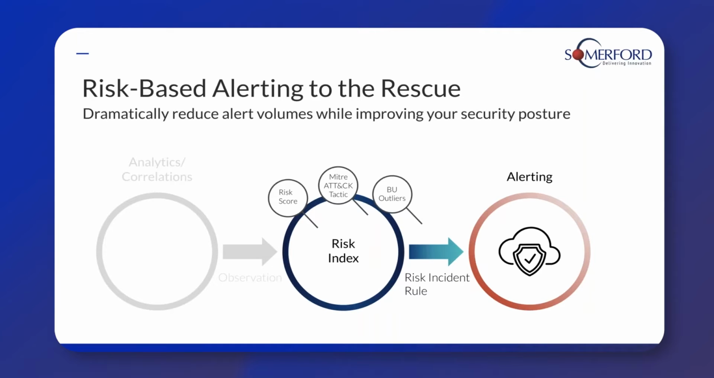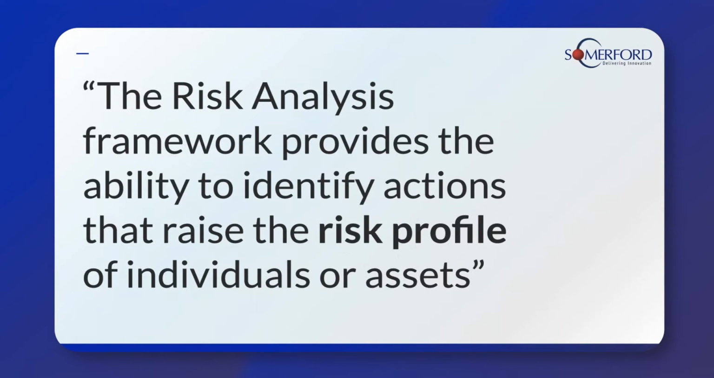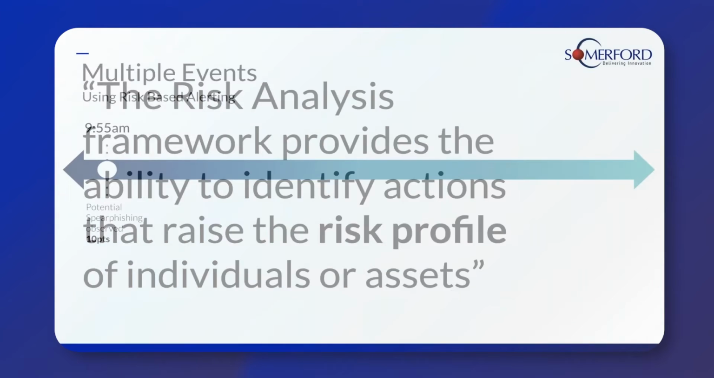And we start assigning risk to users, to systems, to applications, whatever it is, some sort of entity. Once the risk thresholds are hit, or a number of different types of risk events occur, then we alert on it. So the risk analysis framework provides the ability to identify actions that raise the risk profile of individuals or assets, and that's the key thing. So we're using this risk concept to increase the risk profile, and when we hit thresholds, then we alert. So how does it really work in practice?